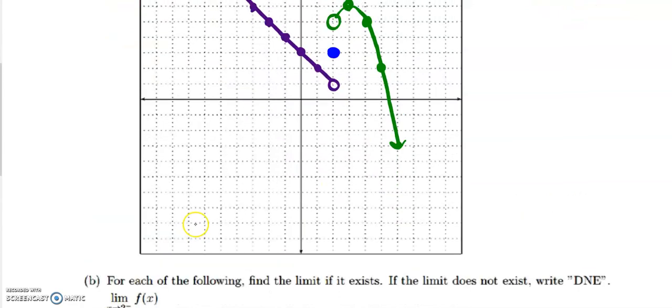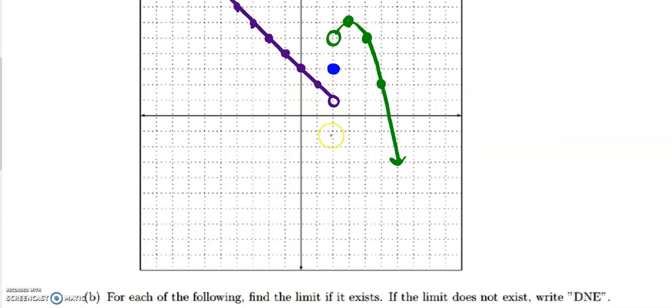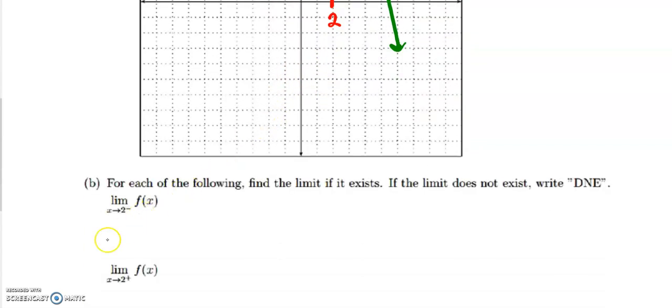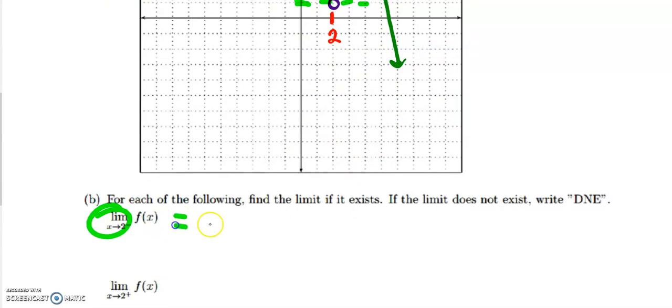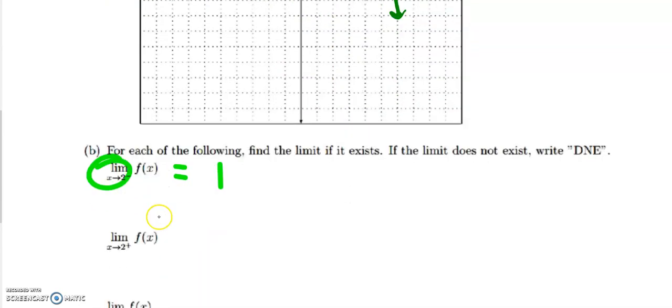Well, each of these pieces, especially at 2, the pivotal location right here, is doing something a little bit different. So if I look at the limit as x approaches 2, and I look only on the left side, then I'm looking at this purple shape. What is it doing as it's getting closer to 2? That's all I'm focusing on, that part to the left. And that part is definitely getting closer to a height of 1. Okay, so that's going to be 1. That's that limit. That's the left-hand side.